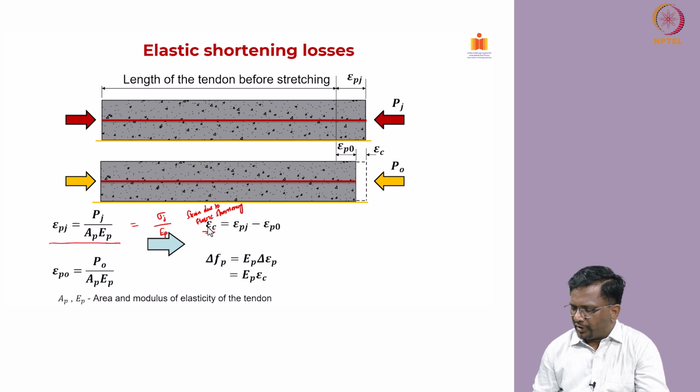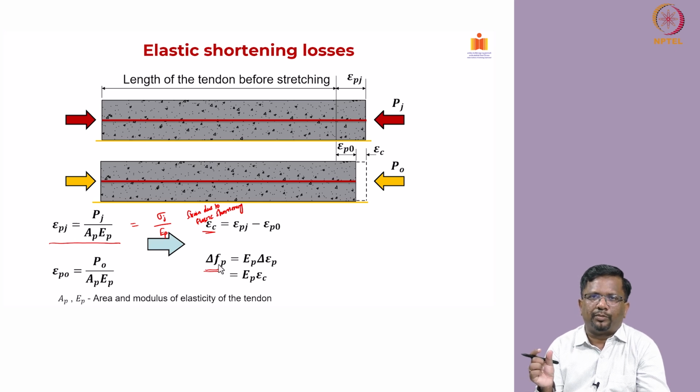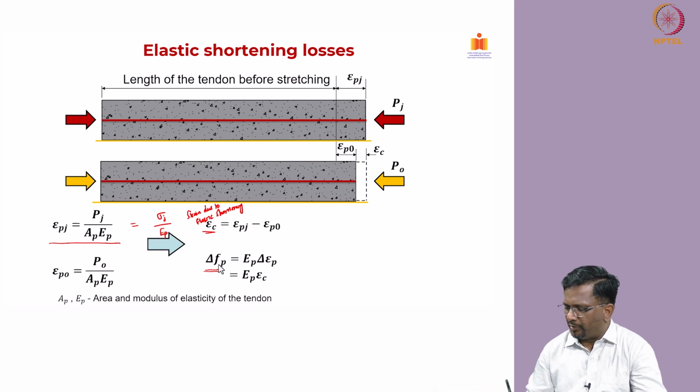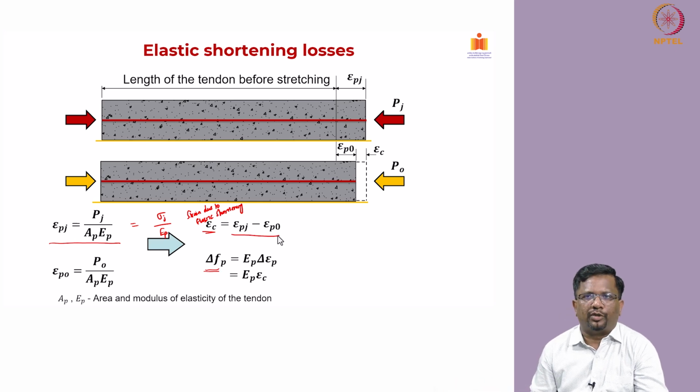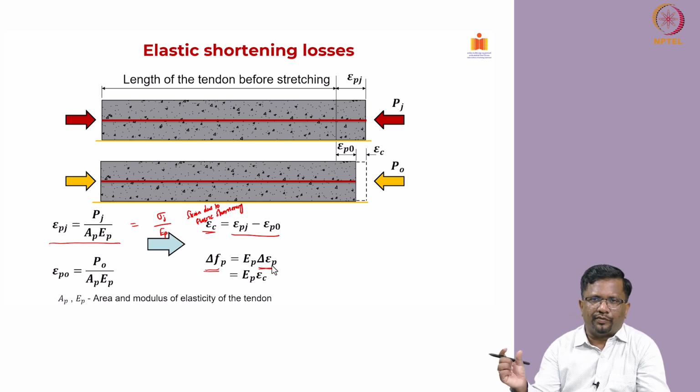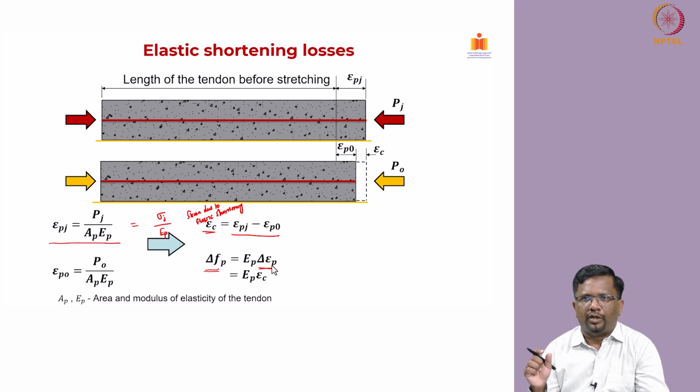Now, what is the force that is lost or the stress that is lost is basically how much strain that particular steel has lost. Now, how much is the strain that particular steel has lost, which is nothing but epsilon P j minus epsilon P naught. So, we call that delta epsilon P. So, that differential strain that is lost multiplied by the elastic modulus of the prestressing steel will give me the stress that is lost, because stress is nothing but strain multiplied by elastic modulus. So, E P into delta epsilon P will give me the stress that is lost. Now, what is delta epsilon P?